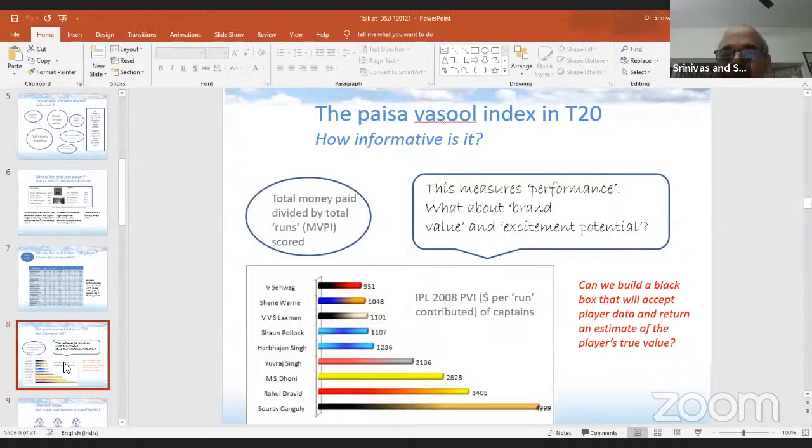And in a mathematical model, you ask me, I'm a mathematician, you tell me, how much should I pay this person? Give me a mathematical model that tells me how much is the worth of this player. So you realize that the worth of a player is largely based on his performance, but not only on his performance. It's also based on, what's his brand value? What's his excitement potential? And these are variables that are hard to quantify. They are harder to model. And that's why a modeler is more difficult. But you accept that these are real variables.